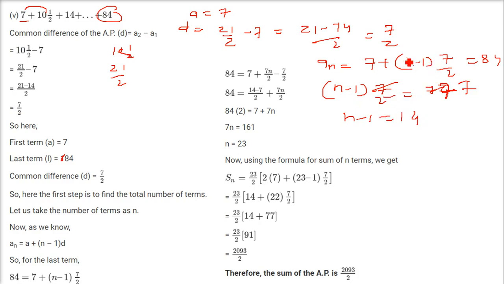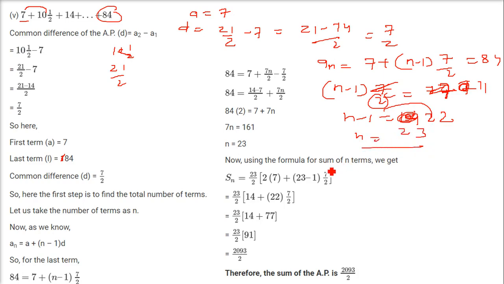Am I doing it right? Because 84 minus 7 is 77, it's correct. Then we are left with 7 by 2. So 7 11s are 77, and then 2 is also there. So it becomes 2 into 11. What do you get? 22. So n is going to be 1 plus 22, 23. So n is 23 here.